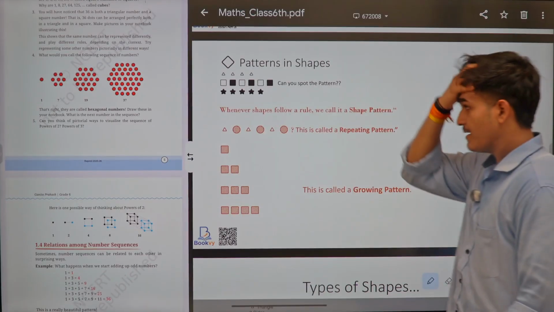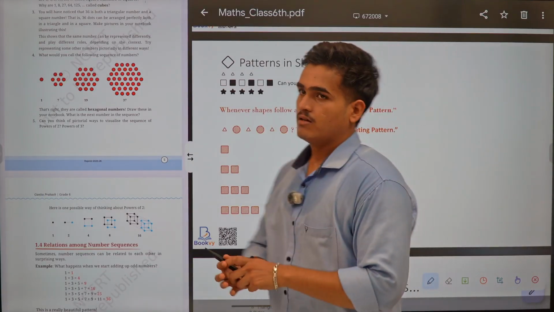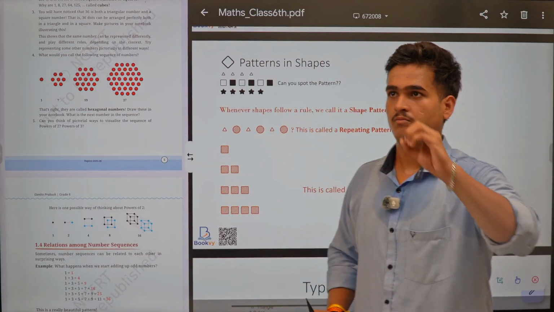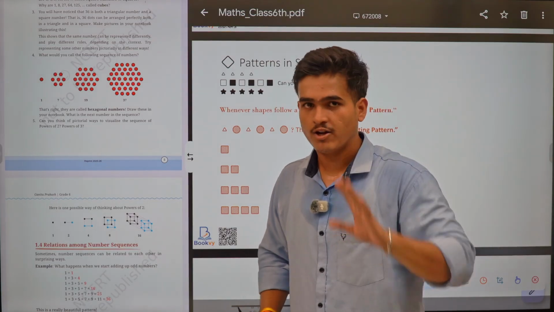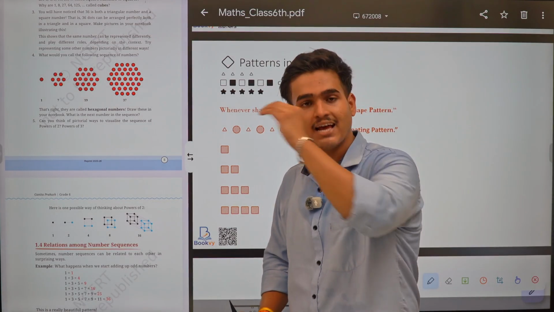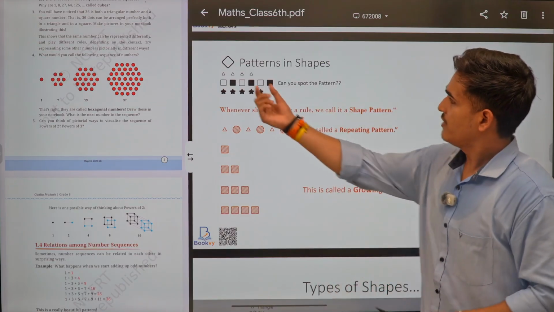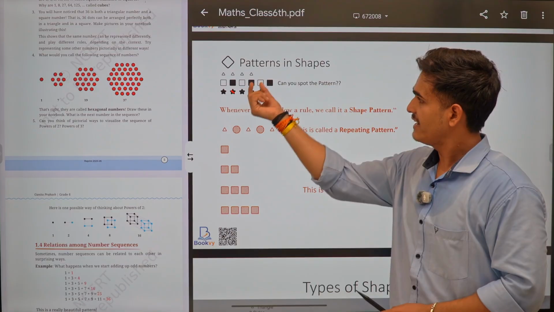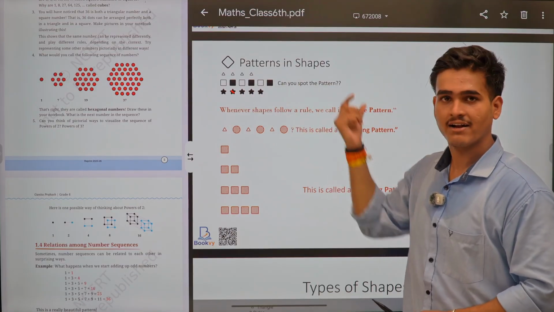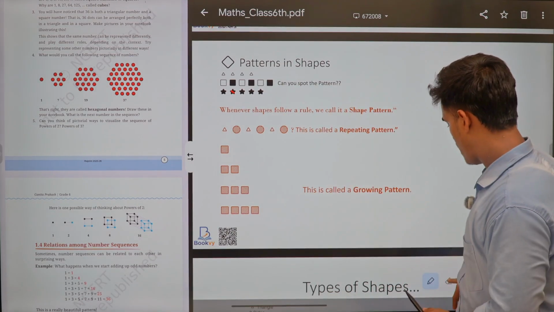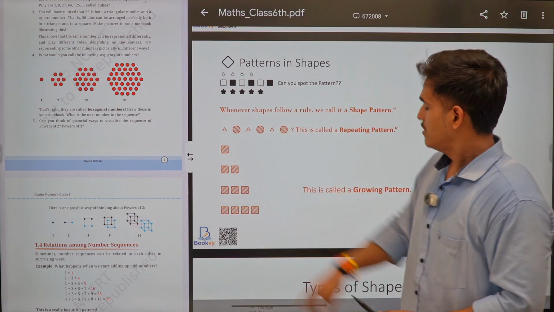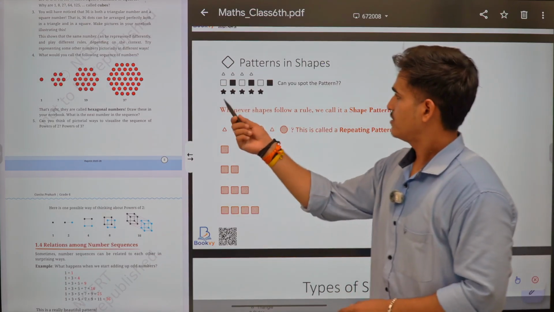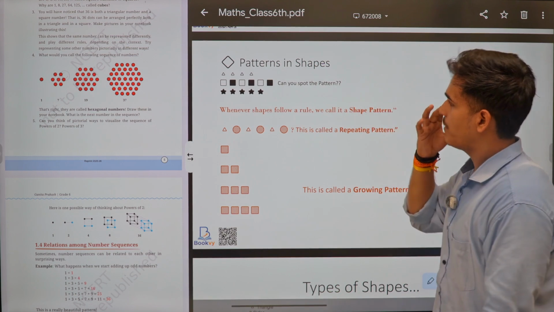In this, you will see a pattern in shape. Every object has a shape, every object has a color, every object has a size. If you see, there is a form of triangle, there is a form of alternating box with light bright colors, and here is a star. Here is a star. This is also. Can you spot the pattern?